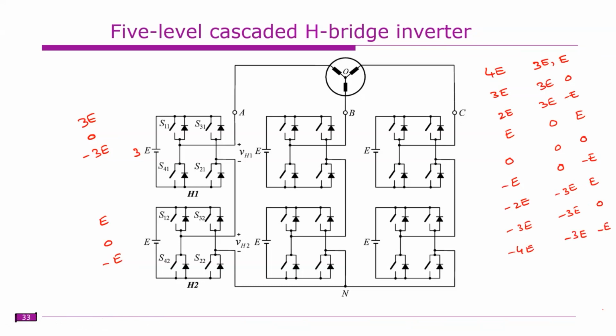So how many levels are you getting? 9 levels, right? Earlier with a 1:2 ratio you got 5 levels, and with a 1:3 ratio you get 9 levels. Now let us slightly exaggerate things. Let us assume that this is 4E and this is E.